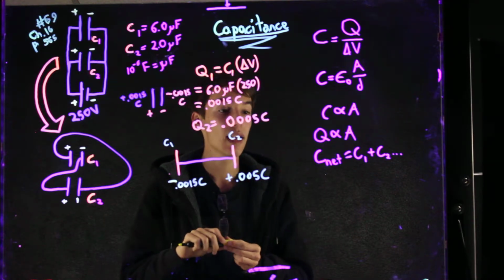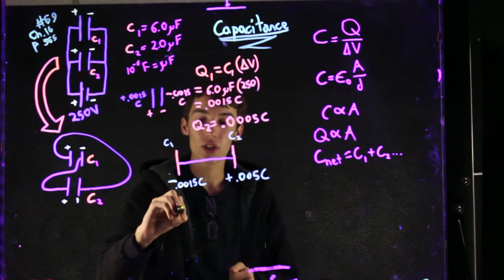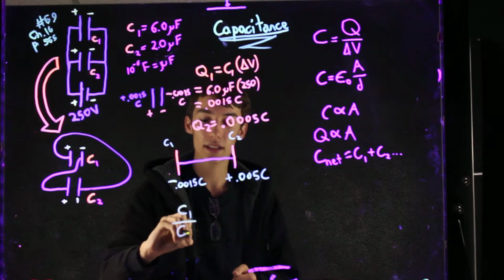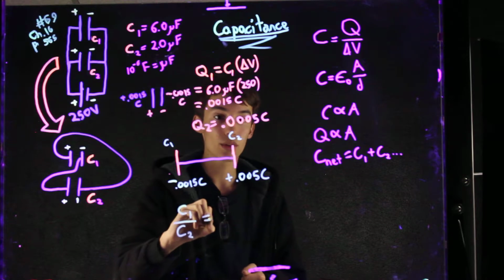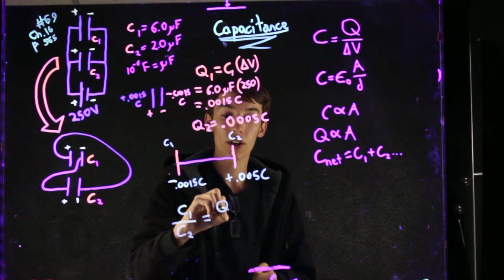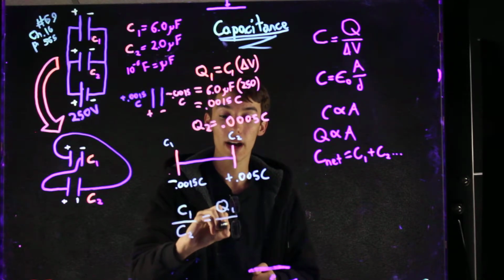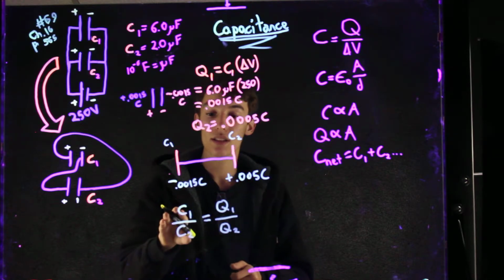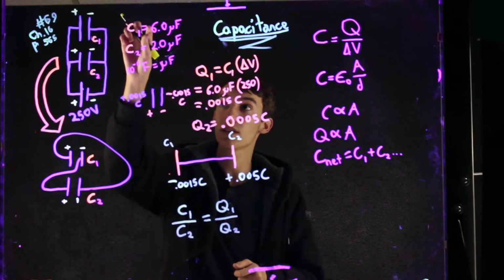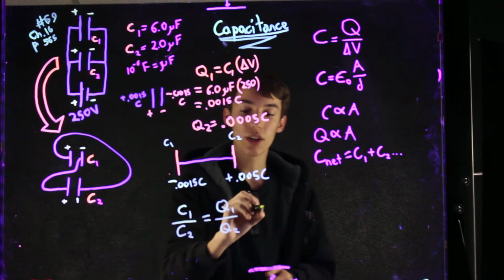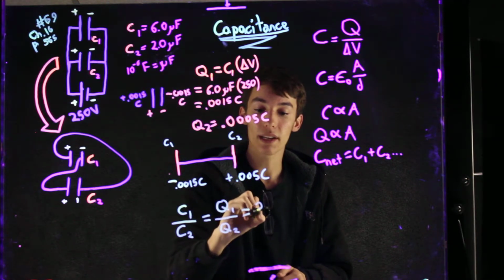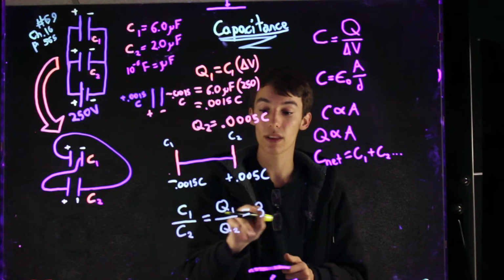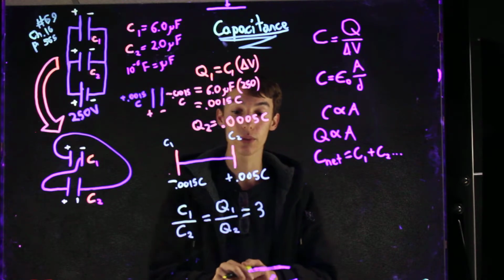So let's go ahead and do that right here. Capacitance 1 over capacitance 2 is equal to the final charge on 1 divided by the final charge on 2. Since capacitance 1 divided by capacitance 2, there's a difference of 3 here, we know that that will equal 3. And the units will cancel out because microfarad divides microfarad, so this is literally just equal to 3.